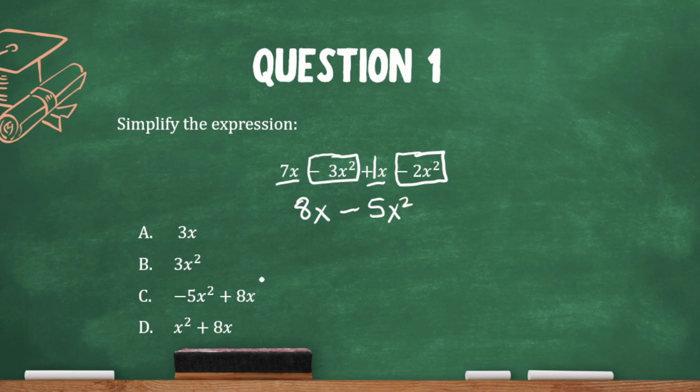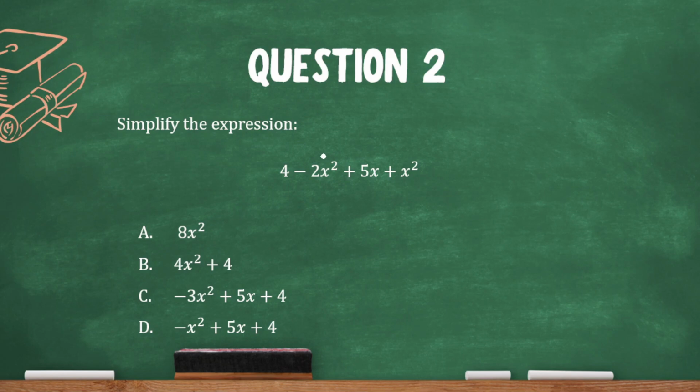You can rearrange the terms. So for example, 8x minus 5x squared is the same as negative 5x squared plus 8x. And our answer is C.